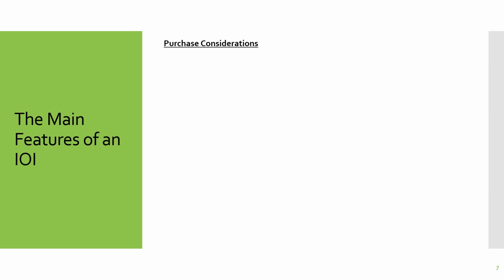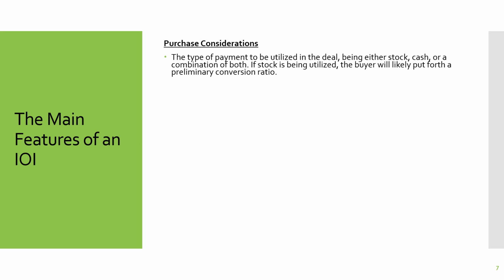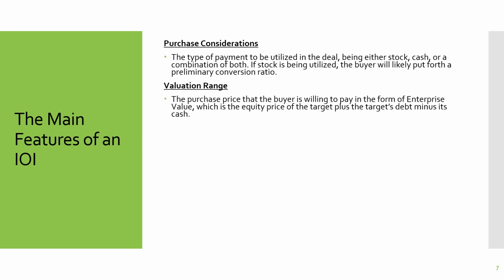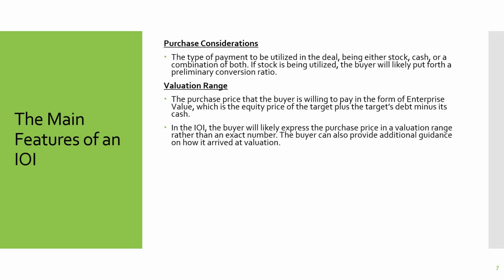The main features of an IOI. Purchase considerations. The type of payment to be utilized in the deal, either stock, cash, or a combination of both. If stock is being utilized, the buyer will likely put forth a preliminary conversion ratio. Valuation range. The purchase price that the buyer is willing to pay for the target in the form of enterprise value, or EV, which is the equity price of the target plus the target's debt minus its cash, or net debt.